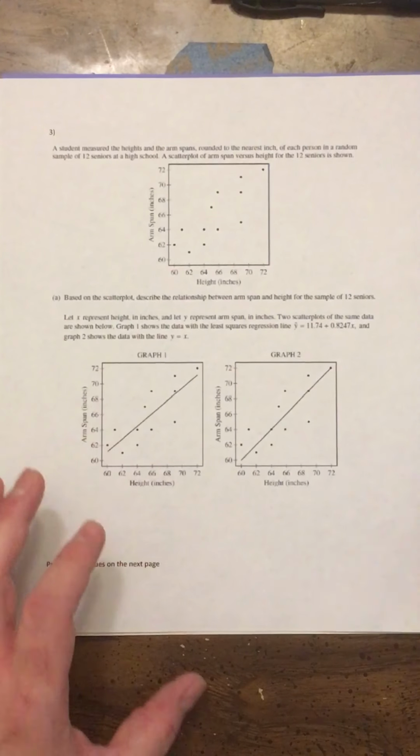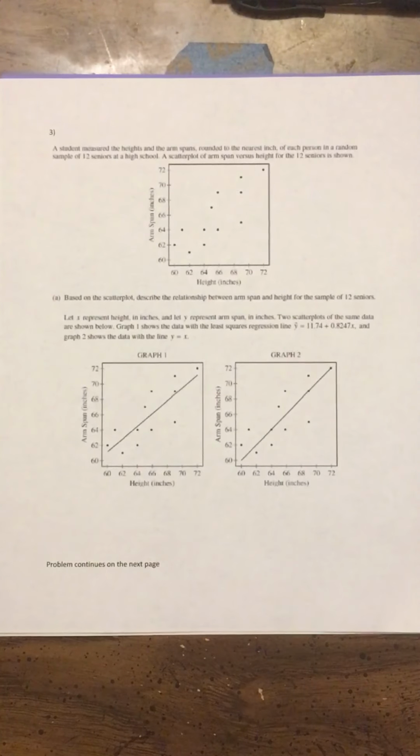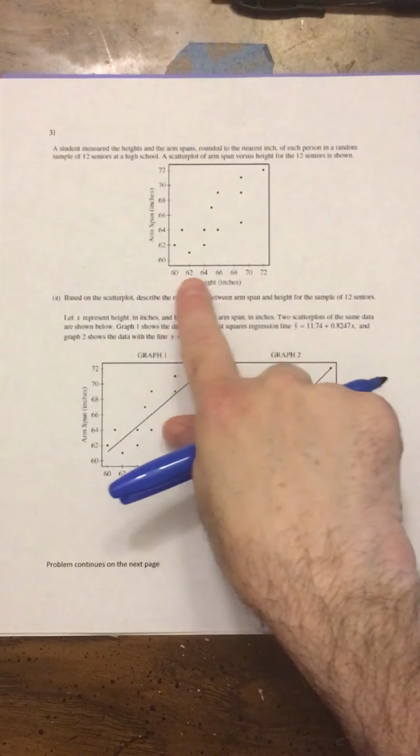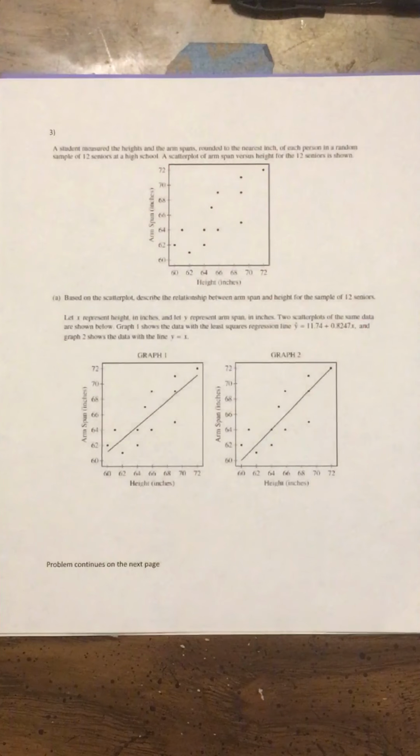Okay, so here's what we have. A student measured heights and arm spans, rounded to the nearest inch, of each person in a random sample of 12 seniors at a high school. A scatter plot of arm span versus height for the 12 seniors is shown. So height is on this axis, arm span is on this axis. Based on the scatter plot, describe the relationship between arm span and height for the sample of 12 seniors.